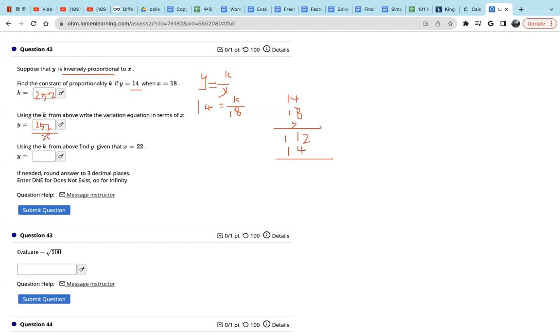Rational fraction. And when x is 22, so it's just 252 divided by 22. First we see both even numbers, right? We can keep it as a fraction. So this divided by 2, we get 11. This divided by 2, we get 126. So y equals 126 divided by 11.